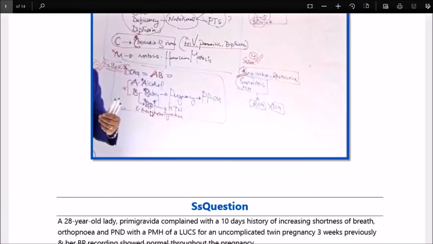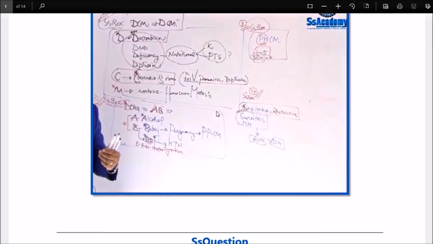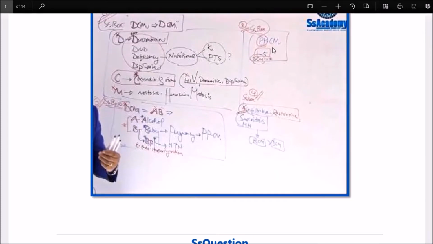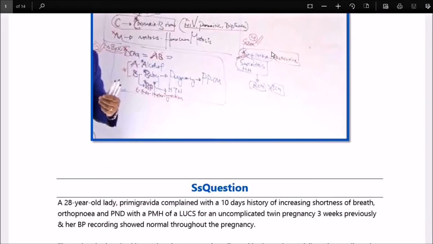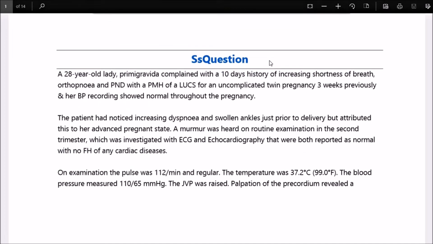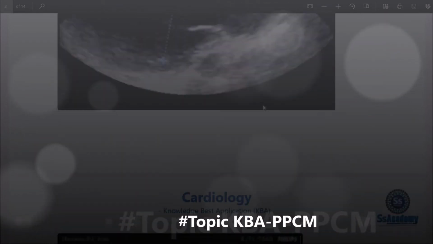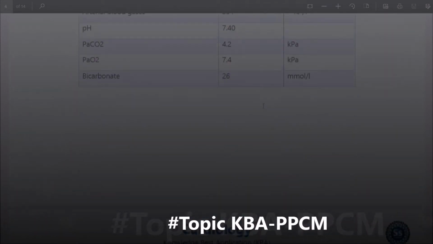Baby. B for BP. Baby means pregnancy and peripartum cardiomyopathy. So PPCM. So let me start by going through some of the questions. According to the question-based approach, we already focus on the main question, my dear. So what is the main question?